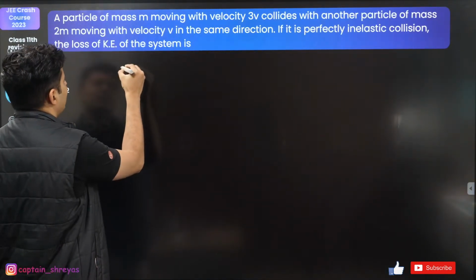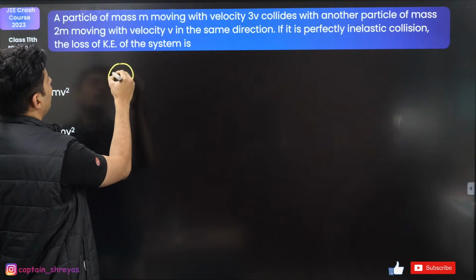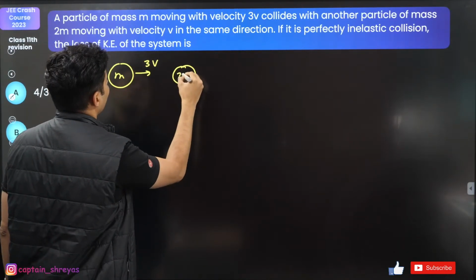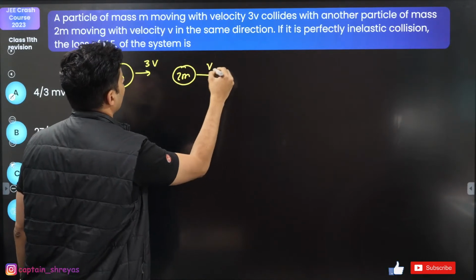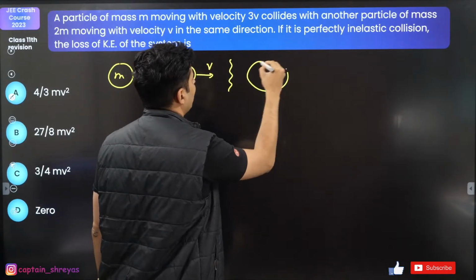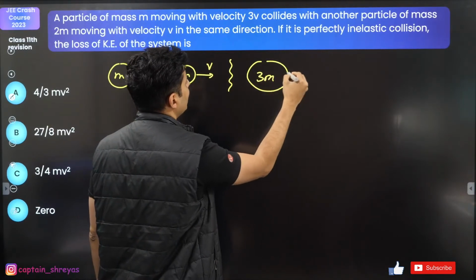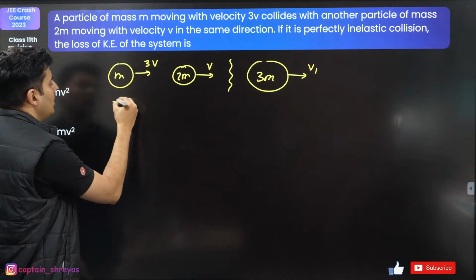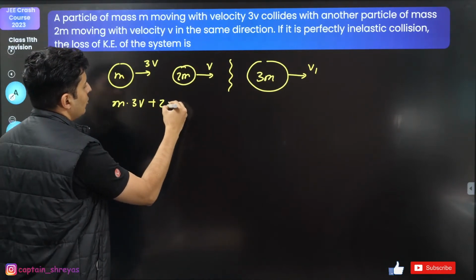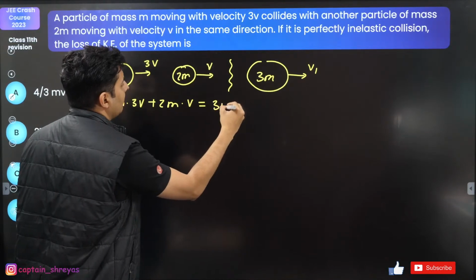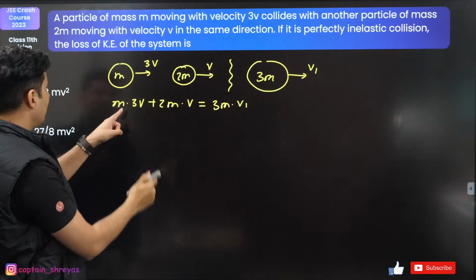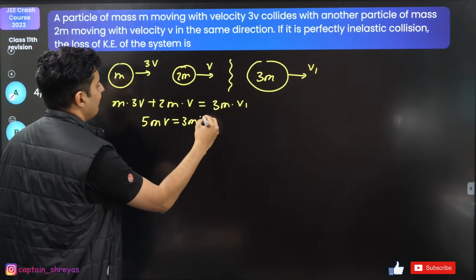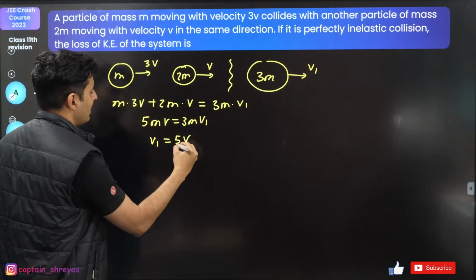Okay, let's draw the diagrams. Particle of mass m moving with speed 3v collides with particle of mass 2m moving with speed v. After the collision, it's a perfectly inelastic collision, so the mass will become 3m. They will have a new speed v1. Use conservation of momentum. So m into 3v plus 2m into v will be 3m into v1. So this will become 3 plus 2, which is 5mv equals 3mv1. So v1 will be 5v by 3.